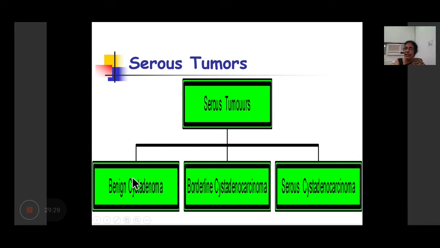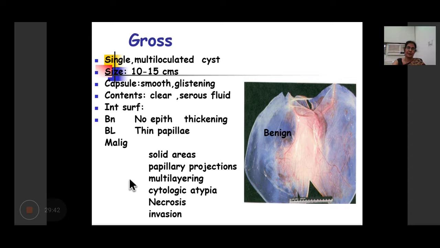When it is completely benign, that means no hyperchromasia, no atypia, no mitosis, no stratification, we call it a benign cyst adenoma. And when there is invasion showing anaplastic serous cells, we call it a serous cyst adenocarcinoma.